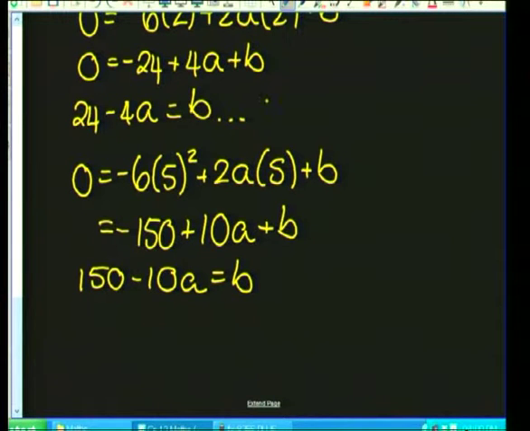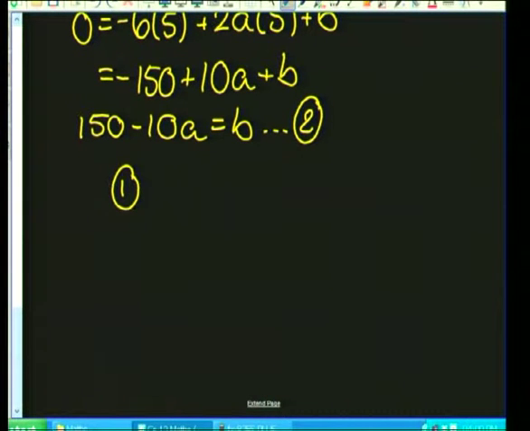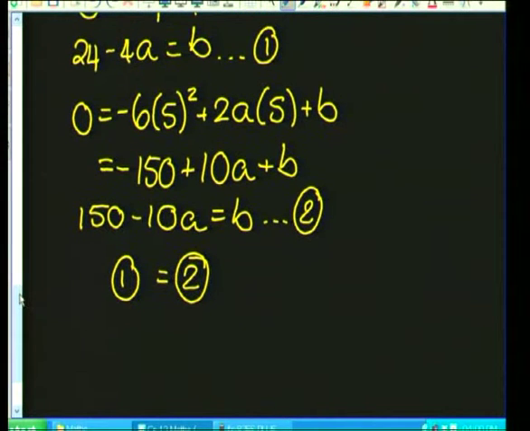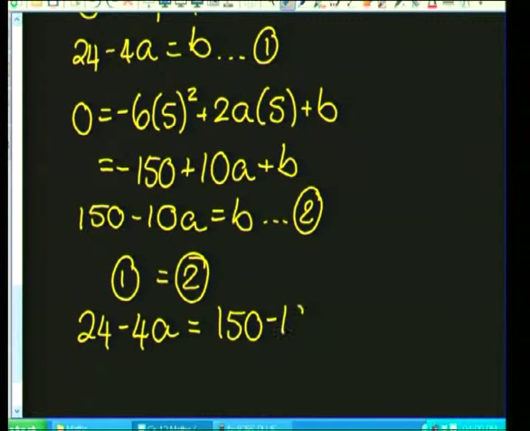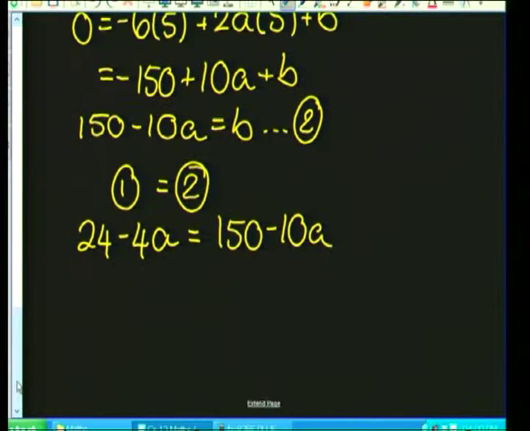So if that was equation 1 and that was equation 2, the way I'm going to solve the simultaneous equations is to make equation 1 equal to equation 2. That means I'm going to have 24 minus 4a in equation 1, equal to 150 minus 10a in equation 2. So what we've managed to do is eliminate the variable b for now. We'll go back to it later, and we're now going to solve for a.